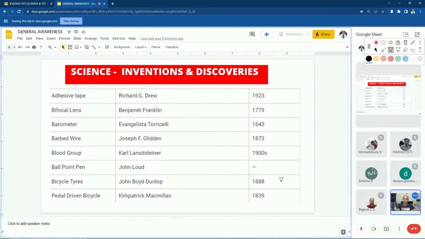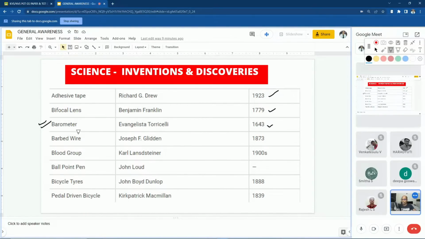Yes, sir. Adhesive tape, Richard G. Drew, 1923. Bifocal lens, Benjamin Franklin, 1779. Barometer, Evangelista Torricelli, 1643. One second, Smita ma'am.